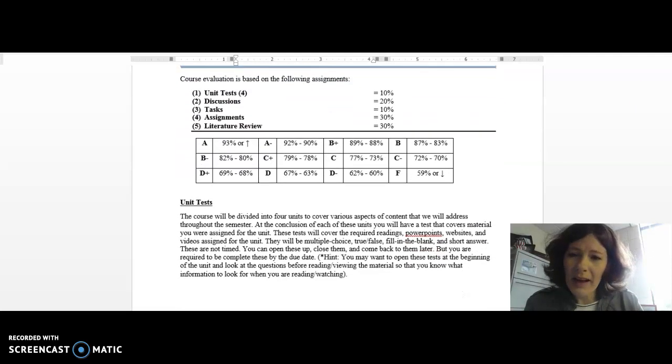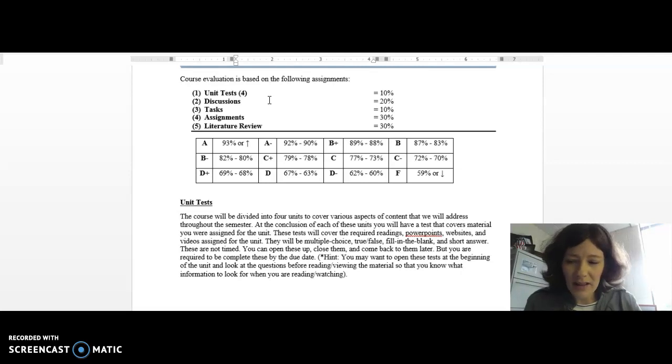The kinds of things that we'll have on a regular basis are, you'll see that the class is divided into units. We'll have a test at the end of each of those units that will cover materials, video materials, writing materials, materials that you learned throughout doing the assignments, watching the videos, viewing the PowerPoints, reading the links that I provide.